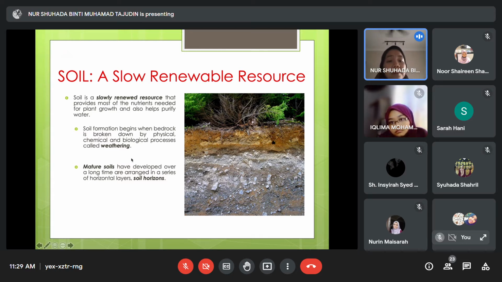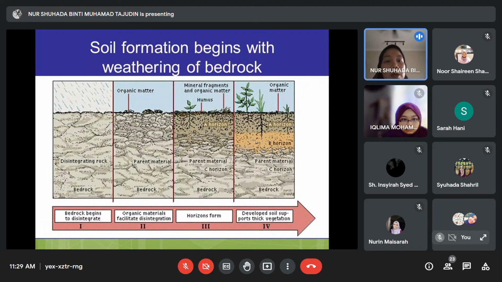Okay, so soil formation begins when bedrock is broken down by physical, chemical and biological processes called weathering. The weathering process is the thing that can change a big rock into soil. So kita ada physical, kita ada chemical and biological processes of weathering, okay, which we'll touch on later. Okay, so soil formation, this is the overall view of it.